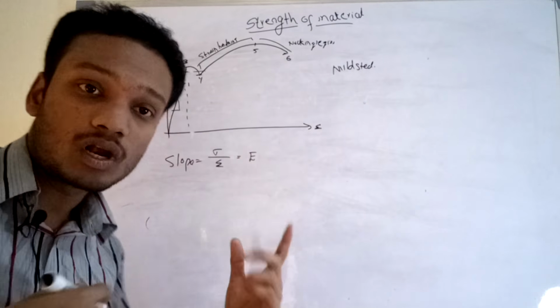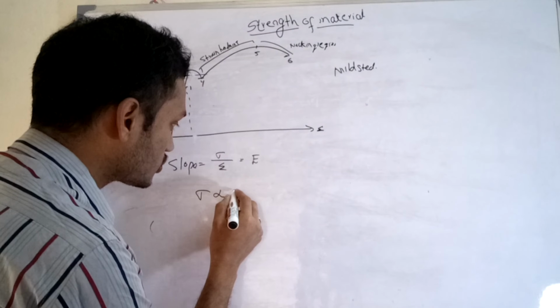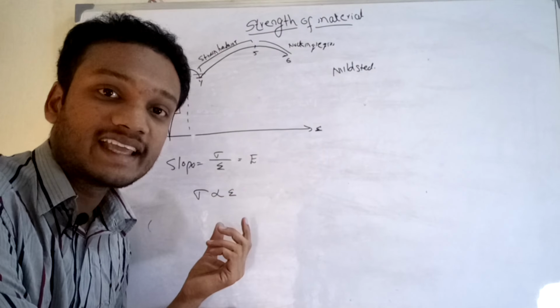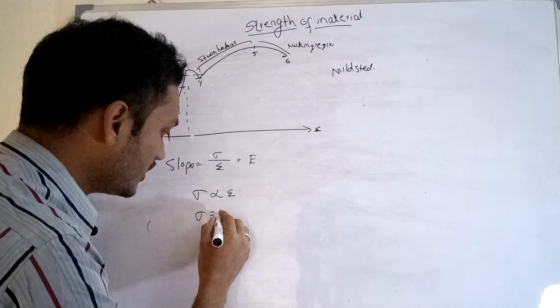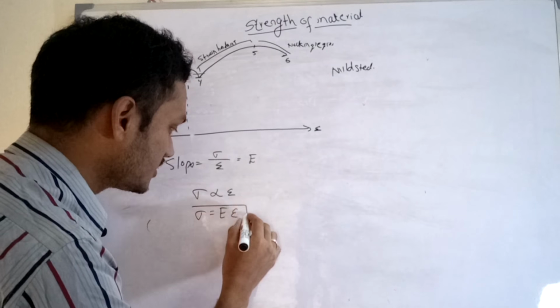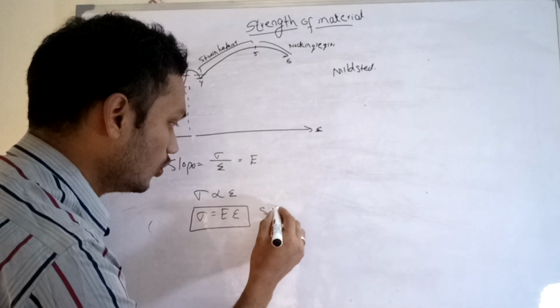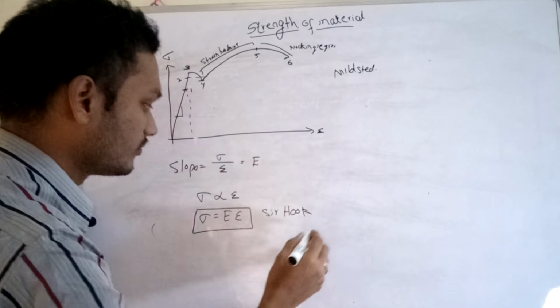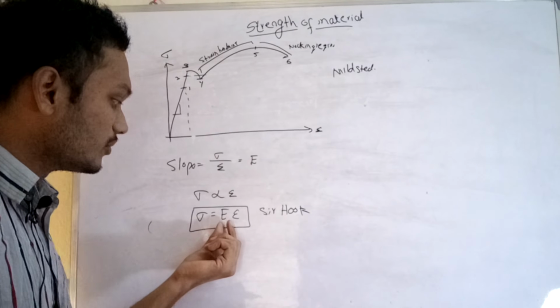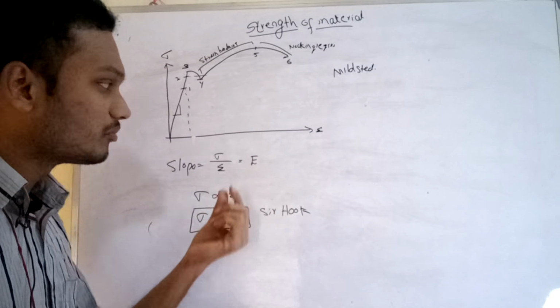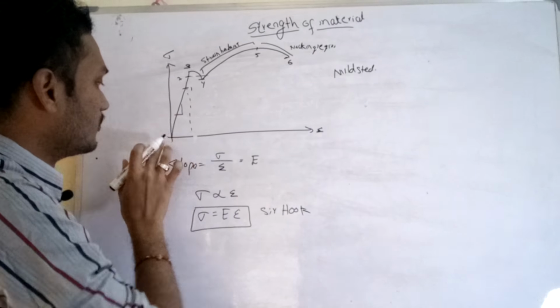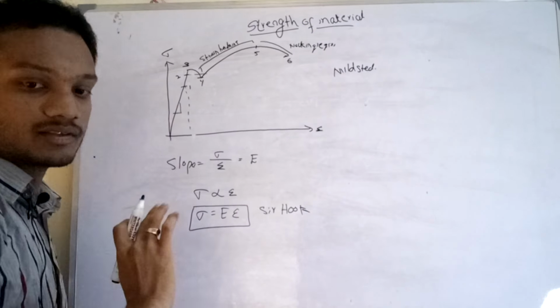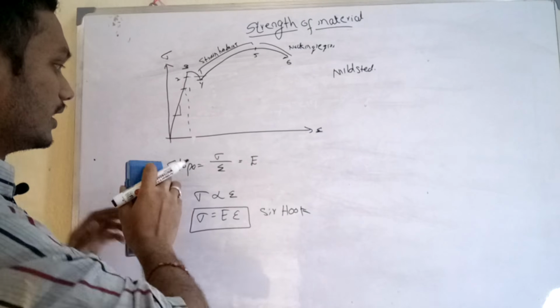Previously we saw Hooke's law: stress is directly proportional to strain. This proportionality can be eliminated with the help of a constant, so stress equals E into epsilon. This is the relation given by Sir Hooke. So E is the elasticity modulus, the slope of the stress strain curve within the proportional limit region.